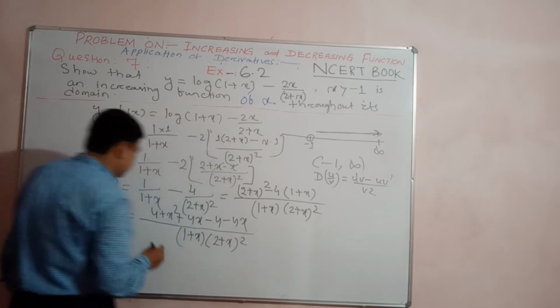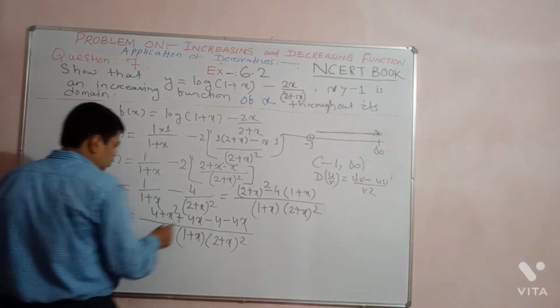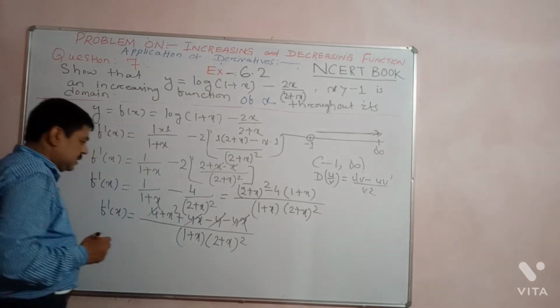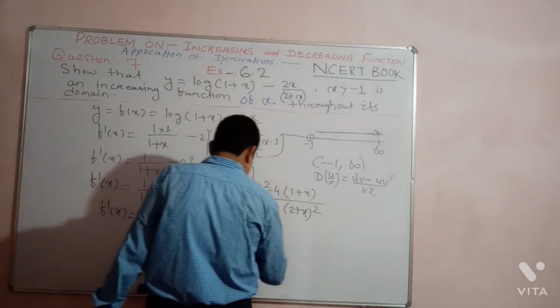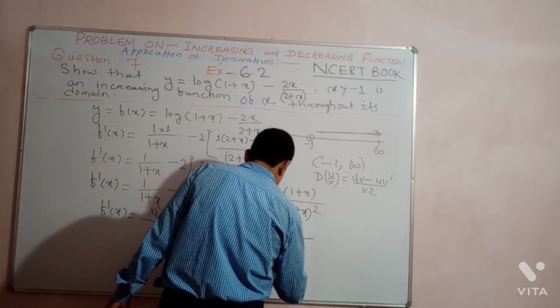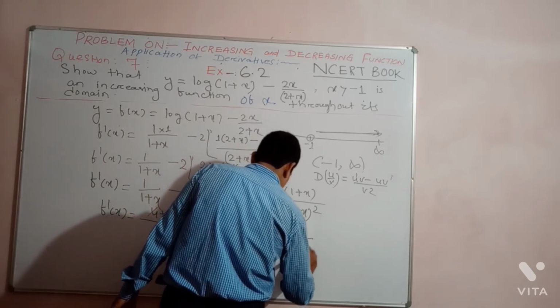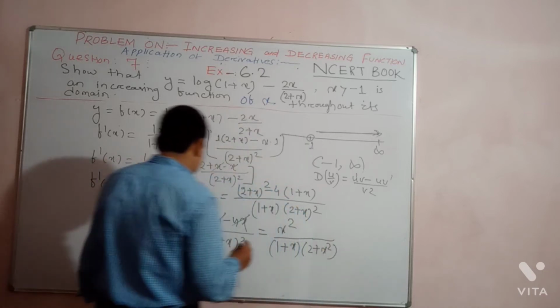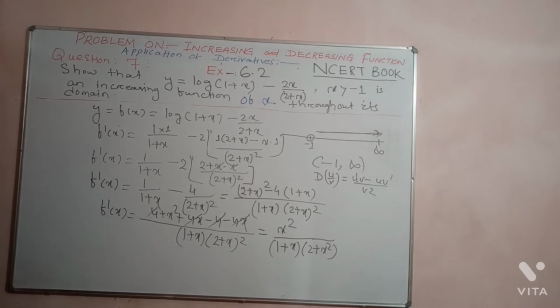First of all, find the derivative. You see now, plus 4x minus 4x will be cancelled, plus 4 minus 4 will be cancelled. So it will be x square divided by 1 plus x whole into 2 plus x whole square. Understand or not? Okay. Is it clear?